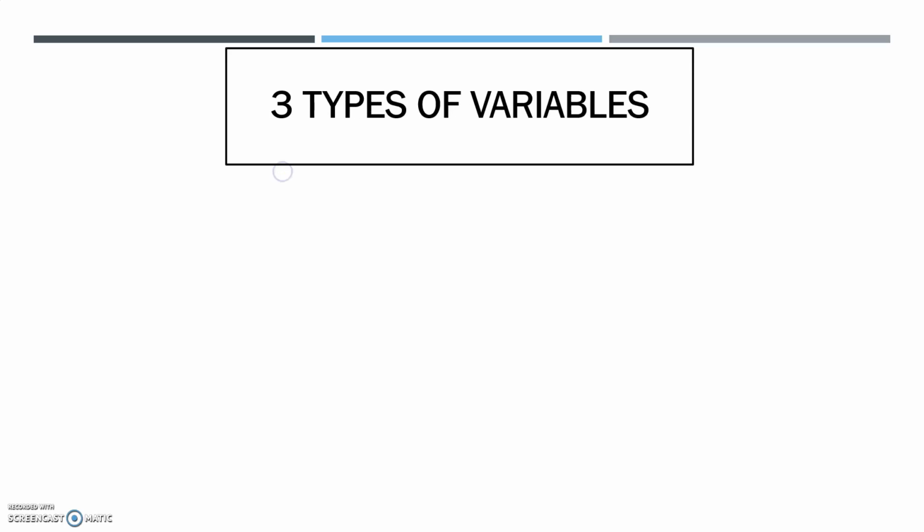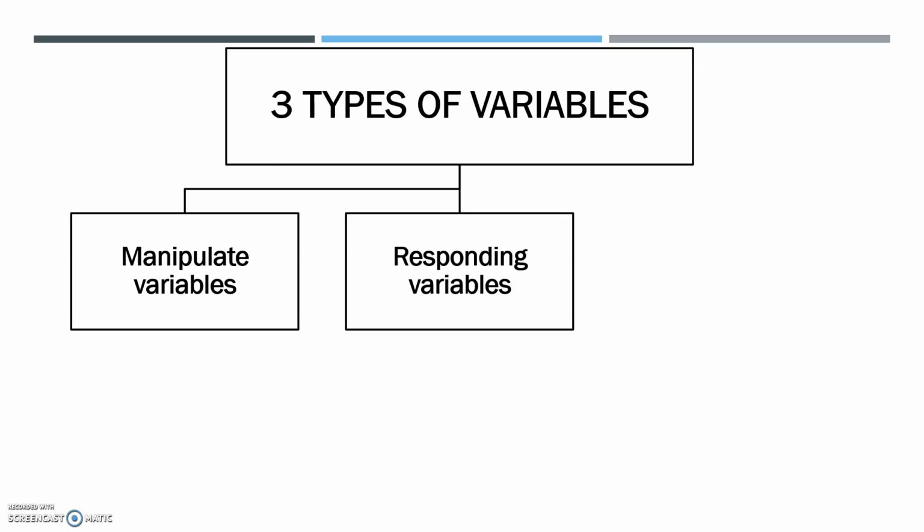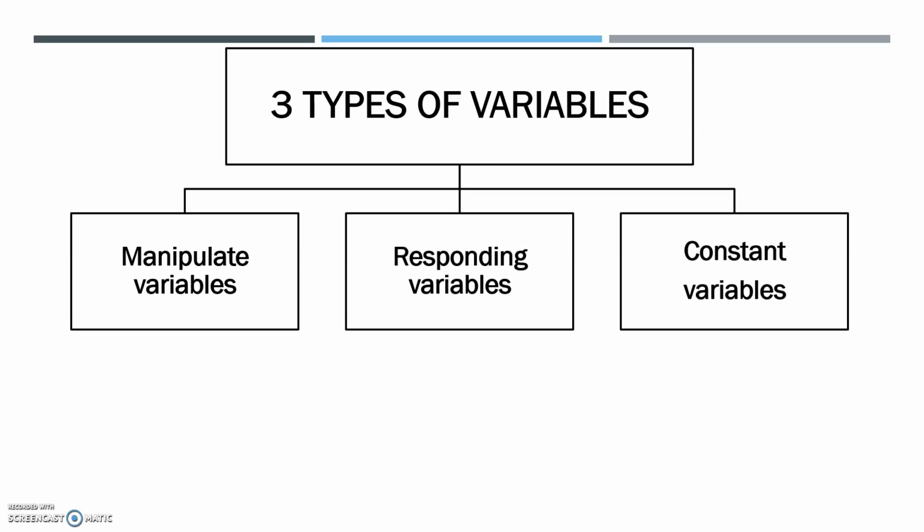Okay, we have three types of variables. The first one is manipulated variable, the second one is responding variable, and the third one is constant variable. Yang ni semua saya dah sentuh sebenarnya masa kamu tahun 4. Since year 4, tapi kita refresh balik, tengok kamu ingat ke tidak.